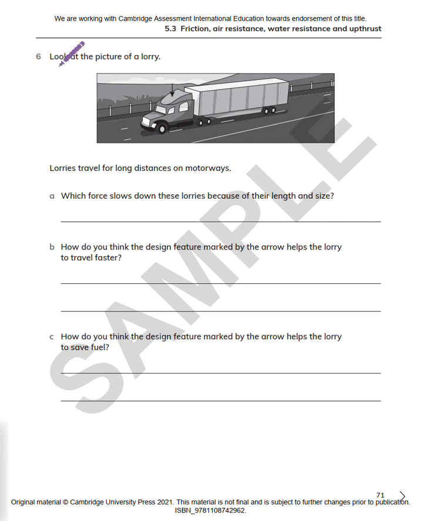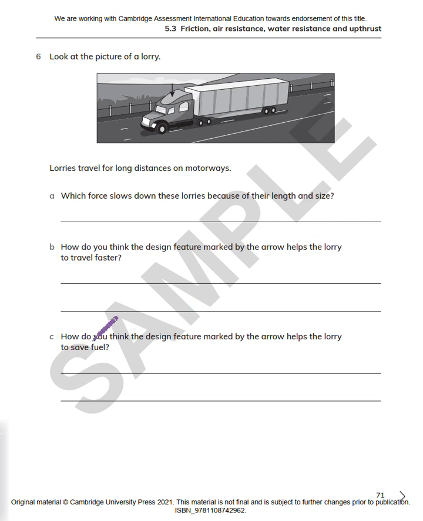Question 6. Look at the picture of a lorry. Lorries travel for long distances on motorways. Which force slows down these lorries because of their length and size? So this force is gravity. And how do you think the design feature marked by the arrow helps the lorry to travel faster? I think that design feature right over there that looks kind of like a triangle helps the lorry move faster by giving it less air resistance.